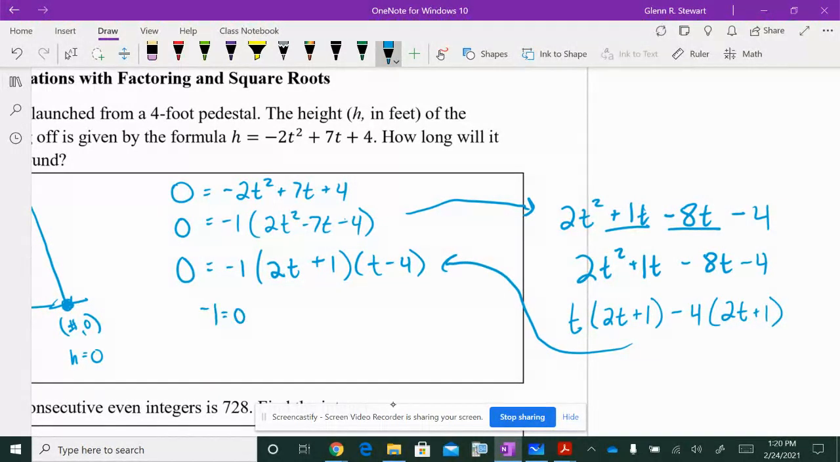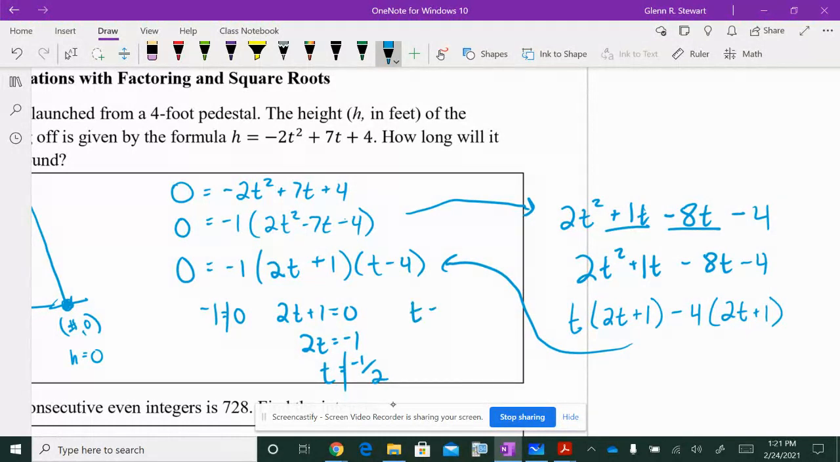Negative 1 equal to 0 isn't possible. We talked about that in other lessons. 2t plus 1 set equal to 0 gives us 2t is equal to negative 1, or t is equal to negative 1 half, which also doesn't exist because of the terms that we're dealing with. Distance, and distance can never be negative.